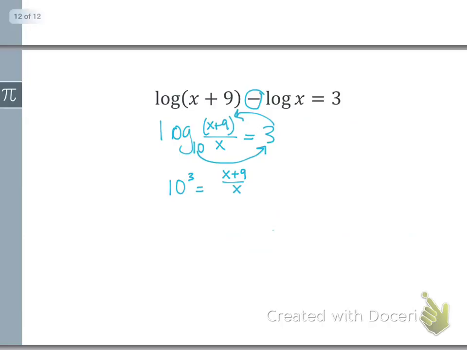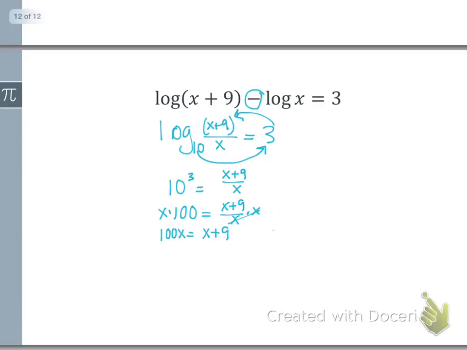So 10 to the third is 1,000. And we're going to have to do some moving around to get this x by itself. So first let's multiply by this x to cancel so we don't have that ugly fraction. It's attached to the x and the 9 right now, so that's why we have to multiply to get rid of it. So I now have 1000x equals x plus 9.